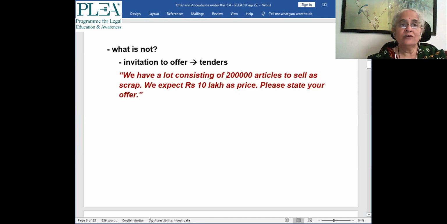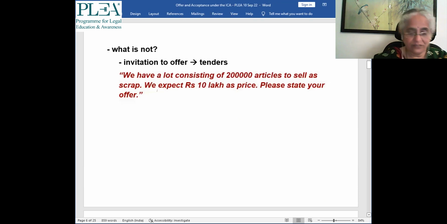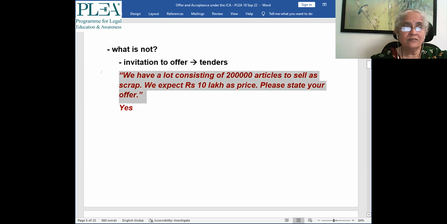Or you might make an offer that of these 2 lakhs, I will buy 1 lakh, but I will pay you 6 lakh rupees as price. So you make the offer. What this sentence does is to invite an offer. So this is not an offer. Now, if the other party answers yes, is there a contract? Not likely, because this is not an offer. So this yes doesn't convert it to a contract.